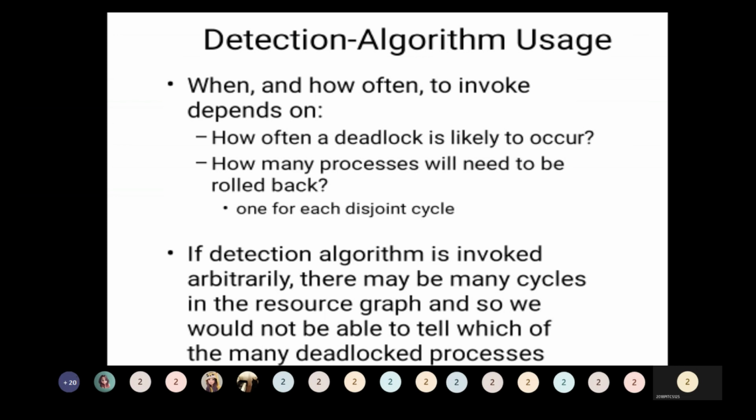When and how to use the detection algorithm. To check whether a deadlock is likely to occur, you have to periodically invoke the detection algorithm. And using this detection algorithm, how many processes will be rolled back to avoid deadlock? That should be decided. If the detection algorithm is invoked arbitrarily, there may be many cycles in the resource graph and we will not be able to decide. There may be multiple deadlocks. So you have to invoke it in a periodical way.